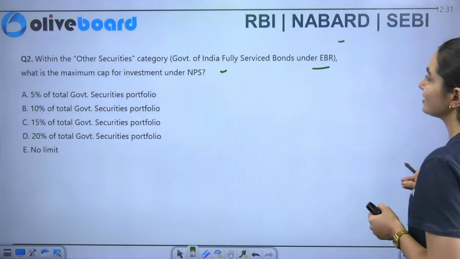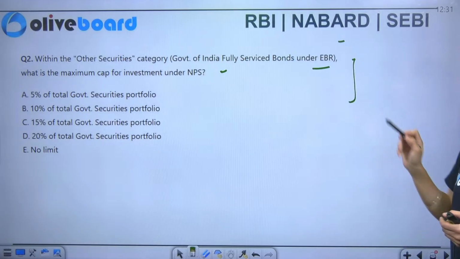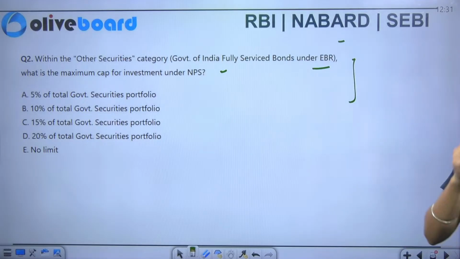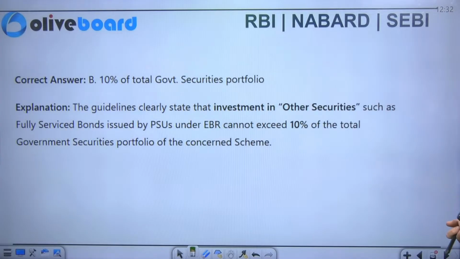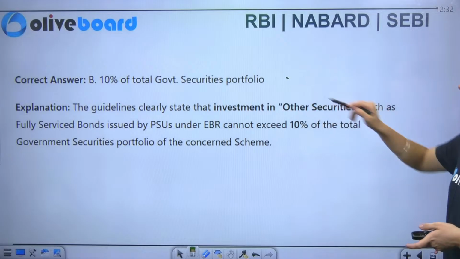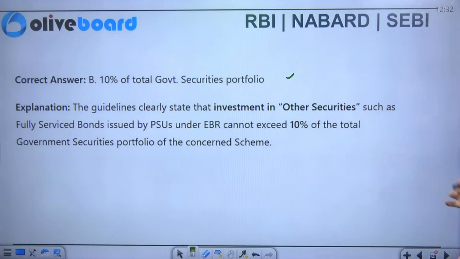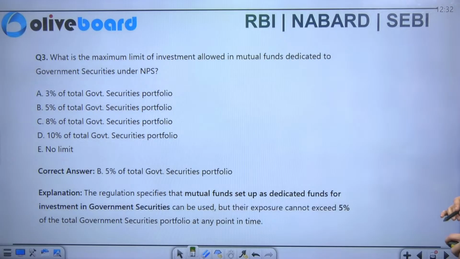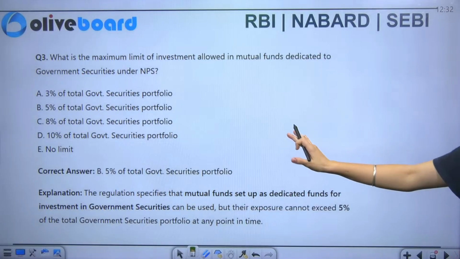Within the other securities category, what is the maximum cap for investment under NPS? Aditi says B. What about other individuals? Alright, so the correct answer is B only, that is 10% of this total government securities portfolio. Okay, so I think the answer was already given here. Alright, so this, okay, still repeating.